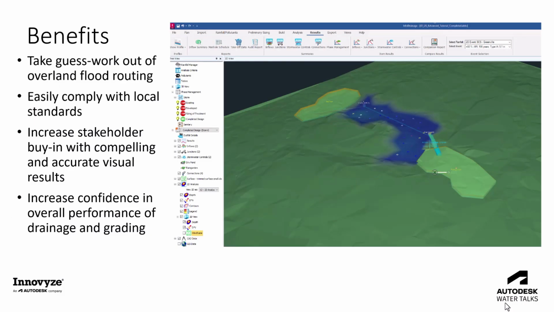And so that concludes this edition of Water Talks. We've talked about the 1D, 2D analysis capabilities of InfoDrainage. We've demonstrated how this type of analysis can take some of that guesswork and any sort of manual surface evaluation out of overland flood routing. The results of this analysis can be exported easily so that you can stay in compliance with local standards if it is a requirement for you to demonstrate those overland flood routes.